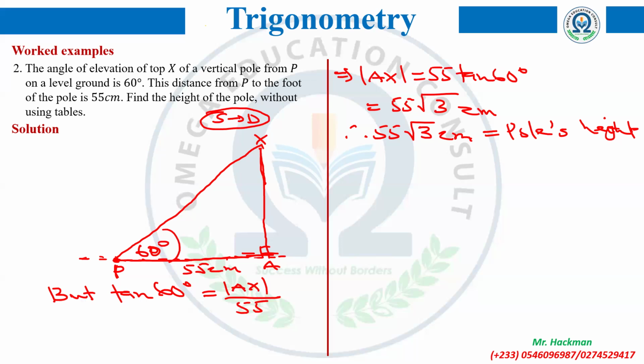Otherwise, you get a better calculator, because this calculator can expose you big time. No, please. It's still giving me a decimal. Okay, so that's why I said otherwise, change your calculator. That's why sometimes you need to wait for your teachers to tell you the sort of calculators that you are supposed to buy. That will be very useful.